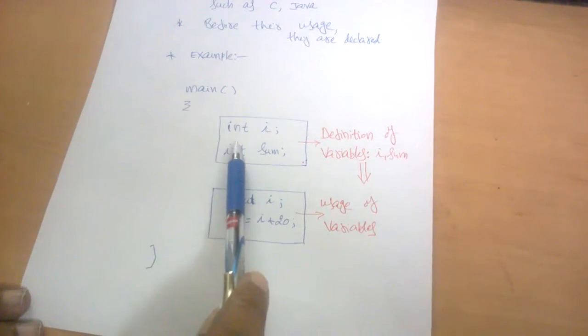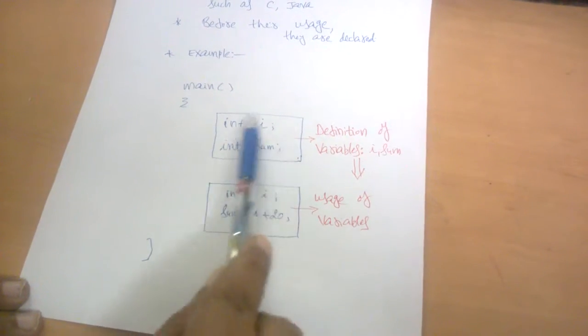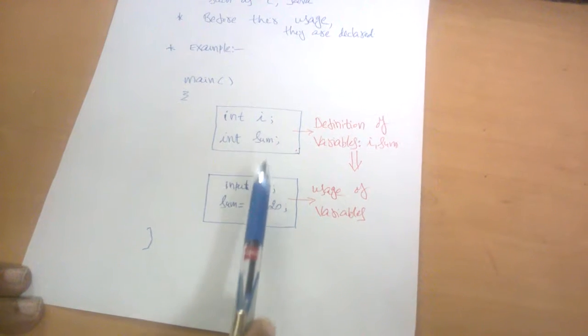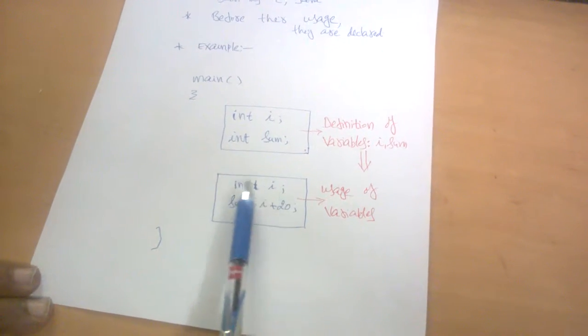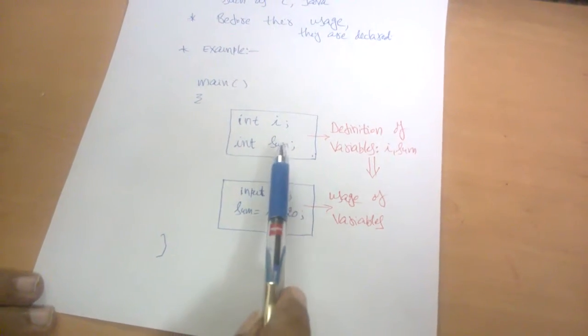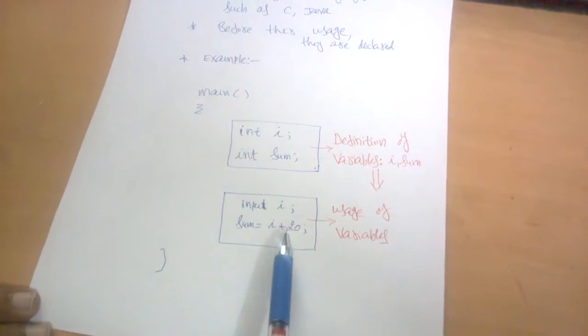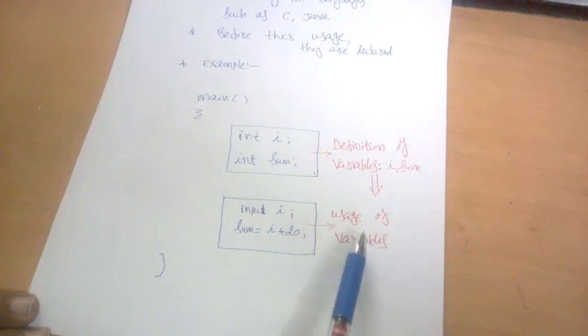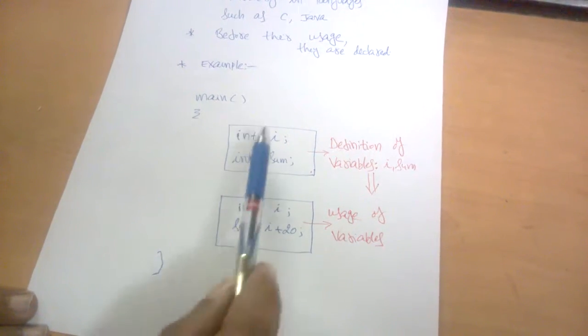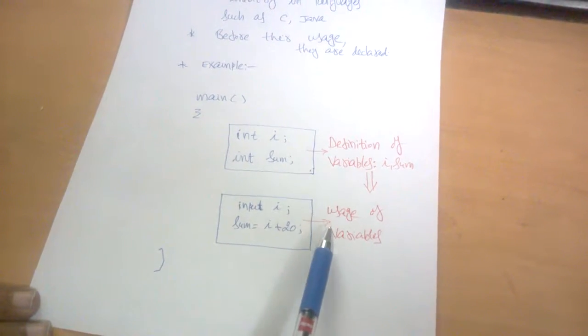We'll take an example. Here we see main, and then this is the definition of the variables, two variables i and sum, and this is the usage of the variables. Here we can see integer i, integer sum, and then we are using these variables here. So these are defined and then used. That is the protocol that we are going to follow: define them and use them.